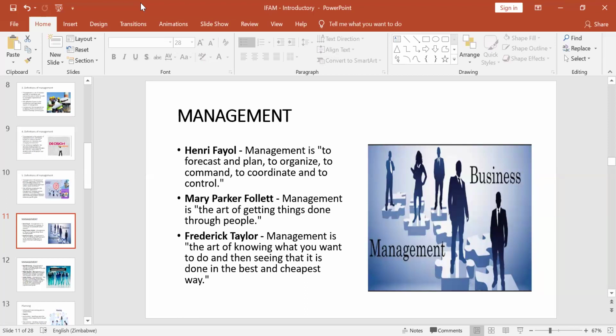As we go forward with the theory that Henry Fayol had, we are going to see how he came up with that definition. Then we also have Mary Parker Follett. Mary Parker Follett said, it's the art of getting things done through people. Again, this is a theorist that we are going to come across as we start these lessons.